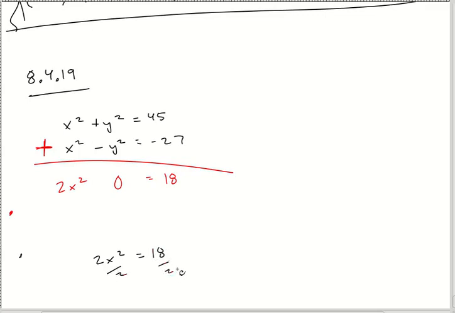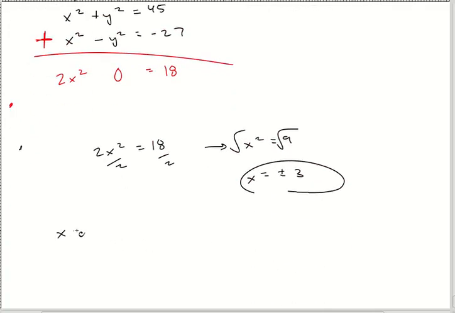Divide by 2 on both sides, and you got x squared is equal to 9. And if you square root both sides, remember plus and minus, 3. So I've got my two answers, 3 and negative 3. Yeah, so what do I do now? Where's my y formula, right? I didn't have one. So you can pick whatever you like. I'm going to use the top equation, I guess.